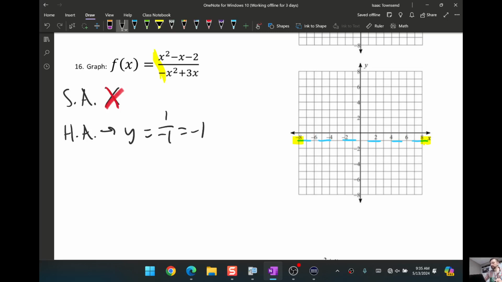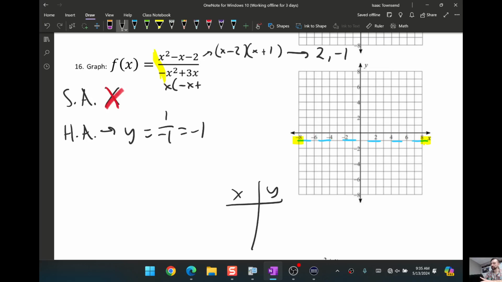There's a good chance I'll need to find some points, but that's also a little bit more tedious, so I would save that for the end. I would probably, and again this is all preference, think about the holes, vertical asymptotes, and x-intercepts, since those are all basically the same type of work. So, looks like the numerator is 0 at 2 and -1. And the denominator is 0 at 0 and 3.